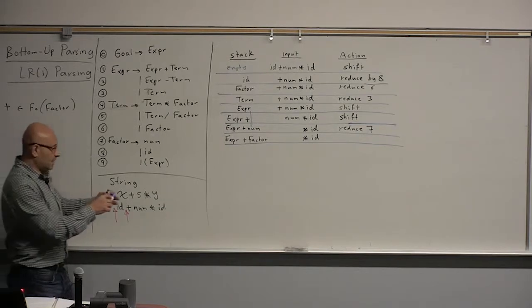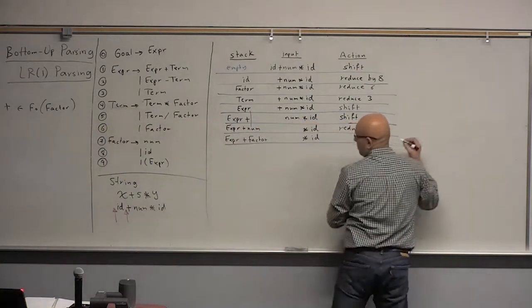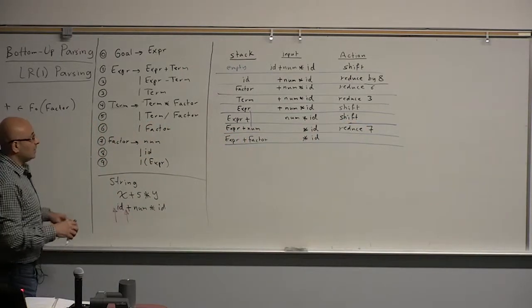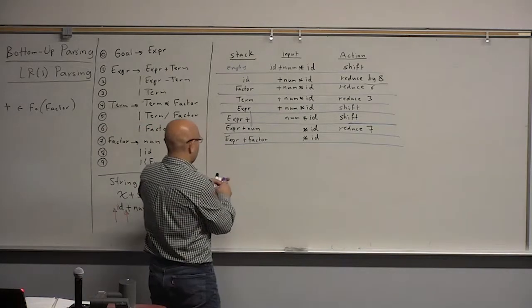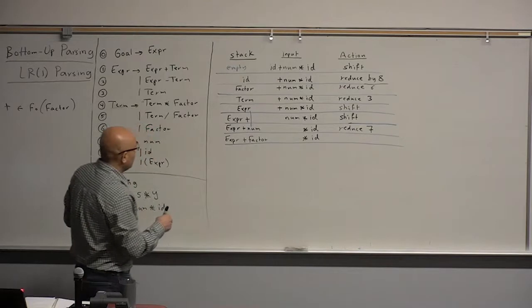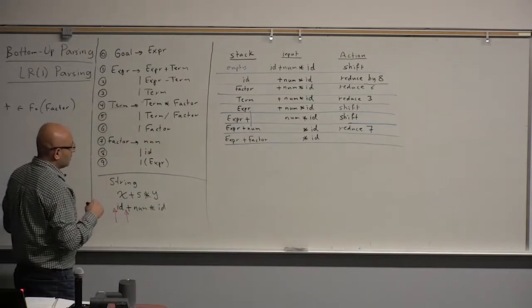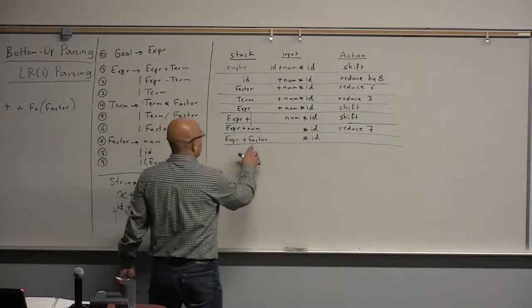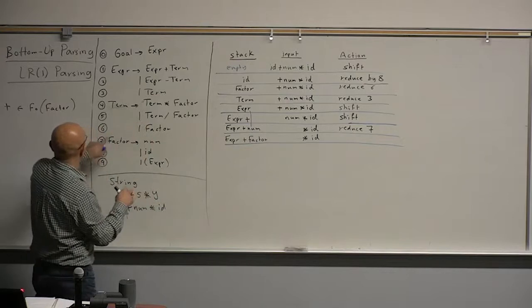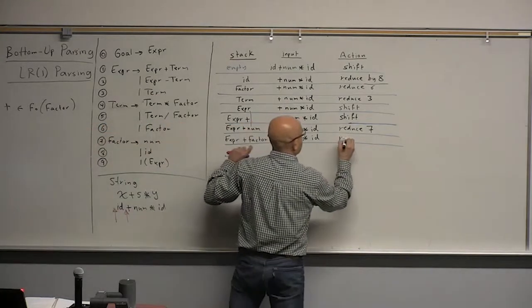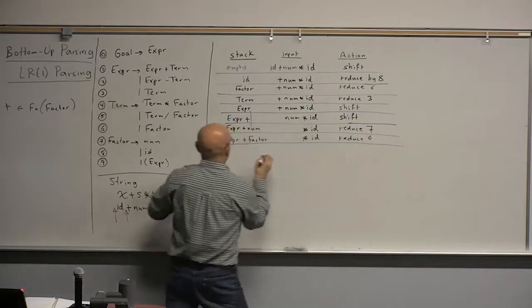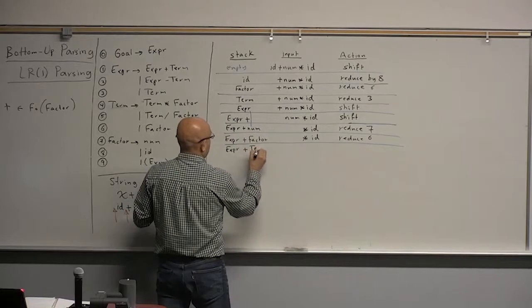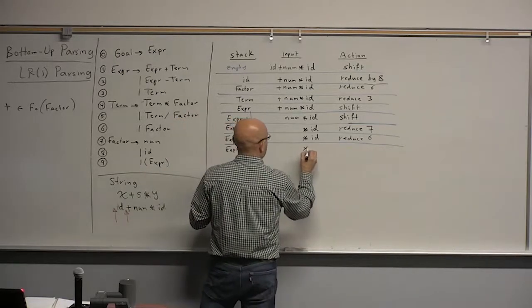So think about an actual example. Yes, well, 5 is a factor, right? 5 is a factor, and it has a multiply after it. So a factor can have a multiply in its follow set. So we're not showing the follow sets explicitly because they should be obvious for the most part. So I can reduce factor to a term by rule number 6. So I have expression plus term, and this is ID.